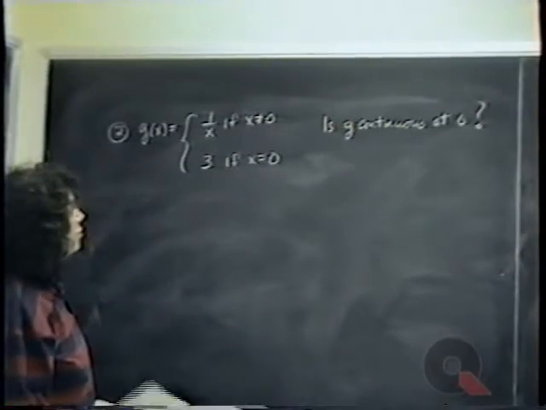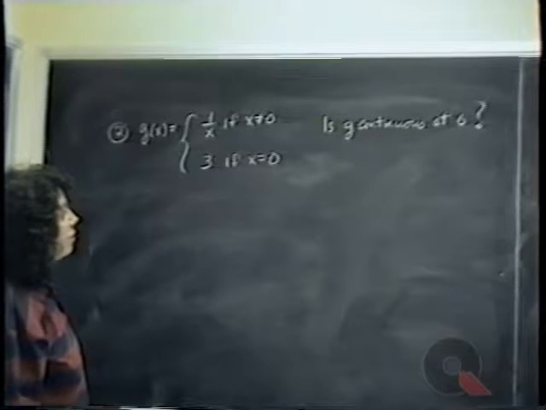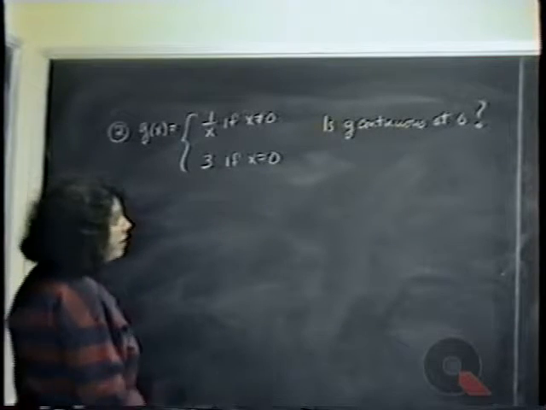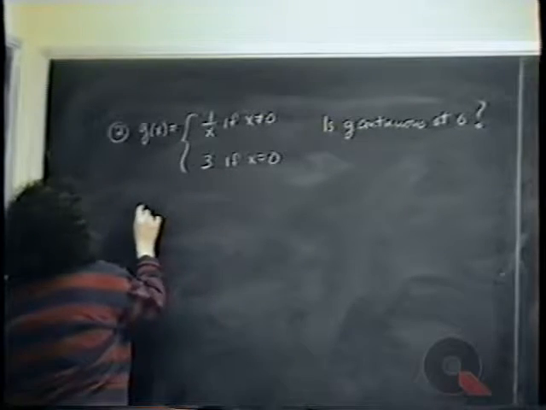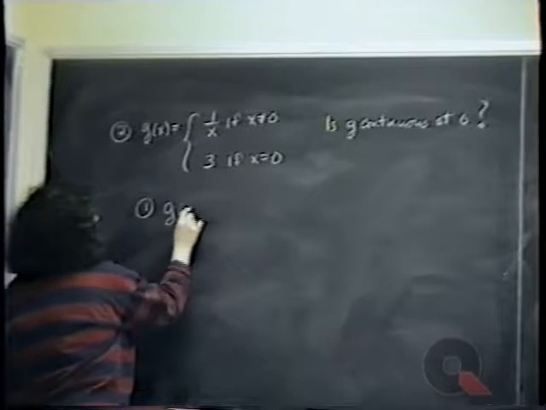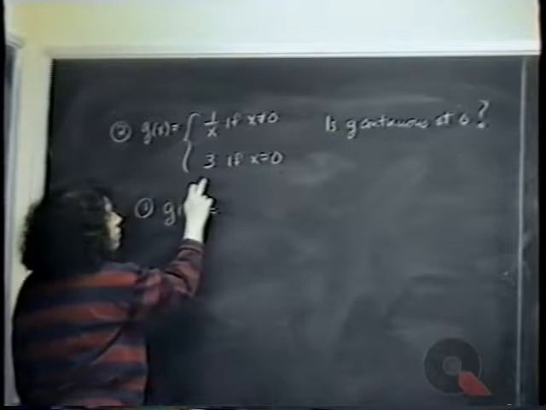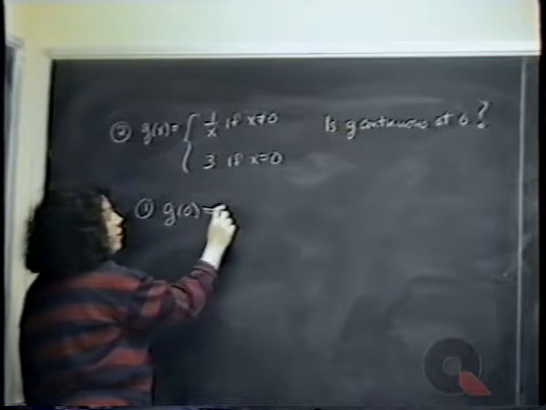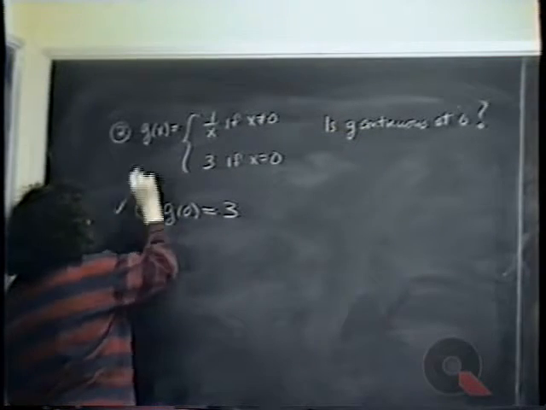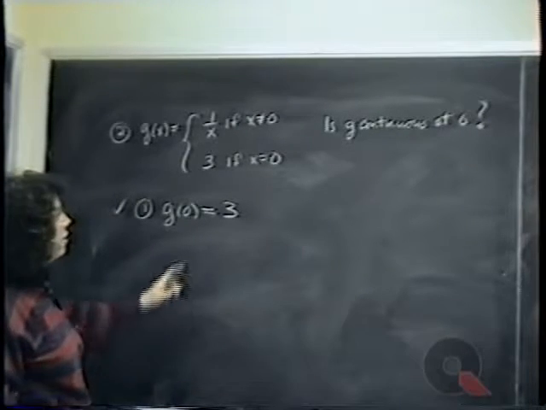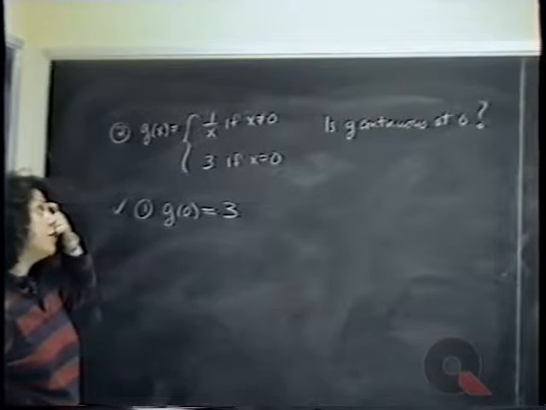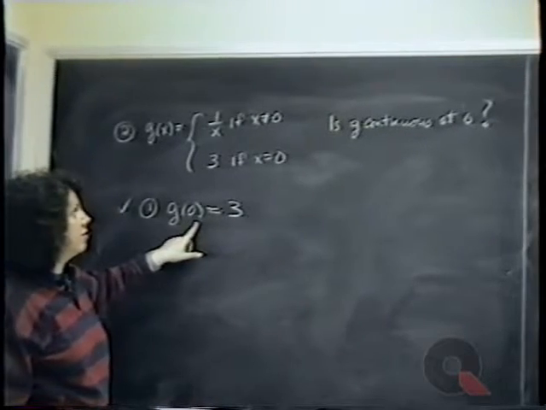Okay, well, according to the definition of continuity, the first thing we'd have to check is, does g of 0 exist? According to this definition, g of 0 is equal to 3. So condition 1 is okay. For the function to be continuous at 0, it would have to be defined at 0.